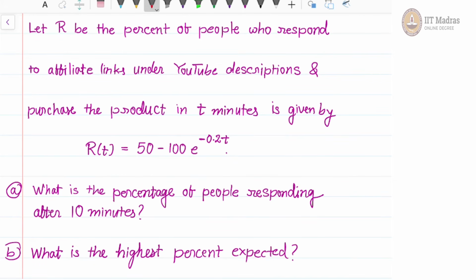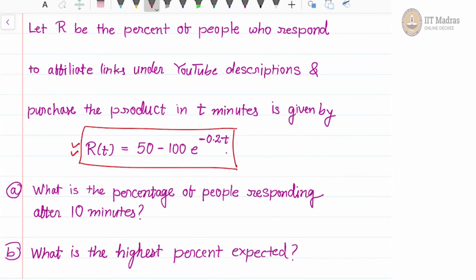Now here the person who is giving the affiliate links is interested in finding the number of people who are responding in T minutes. So he has devised a function which is available in YouTube statistics. Based on the data available, he has derived a function. We are taking his function as it is. So that function is R(T), which is equal to 50 minus 100 times e raised to minus 0.2t.